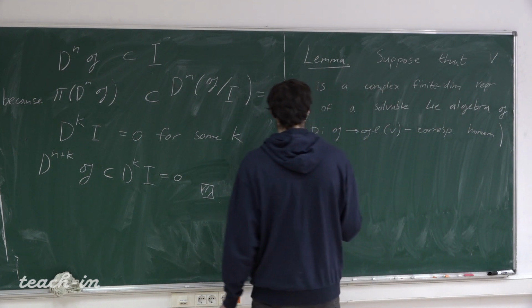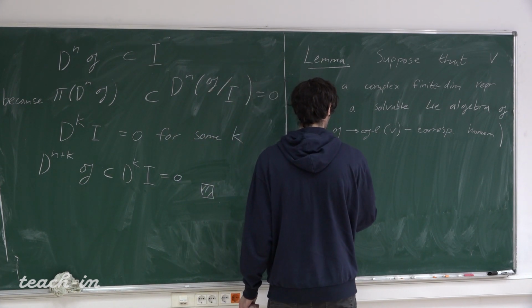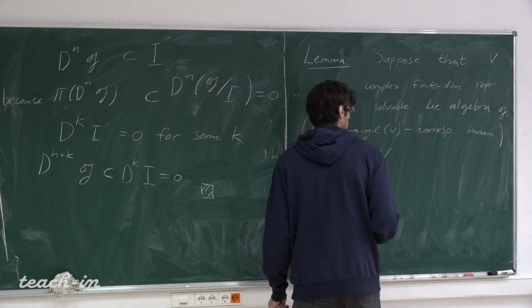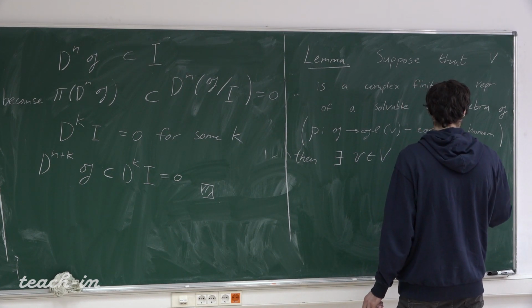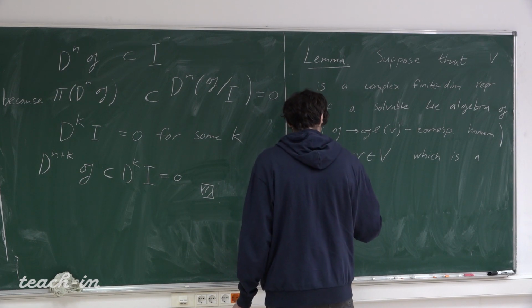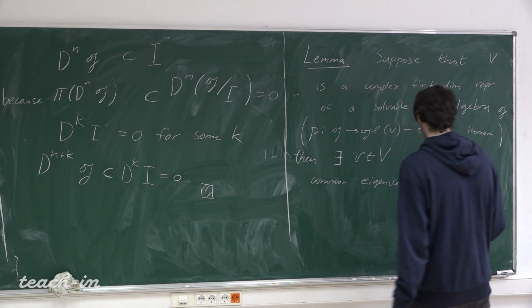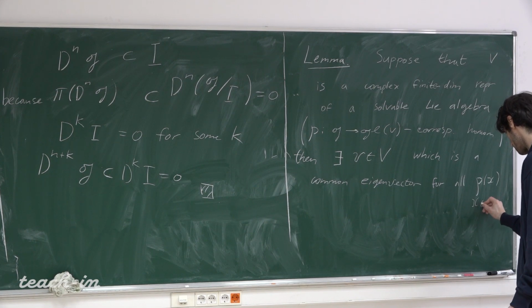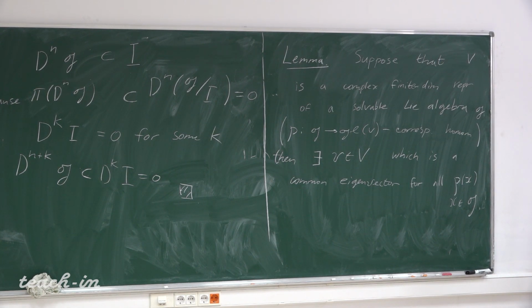Then there exists some vector v inside this representation, which is a common eigenvector for all rho of x as x runs through G. So there exists a common eigenvector. That's the point. The proof of this is rather technical.